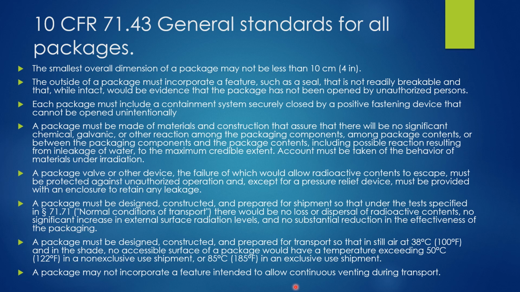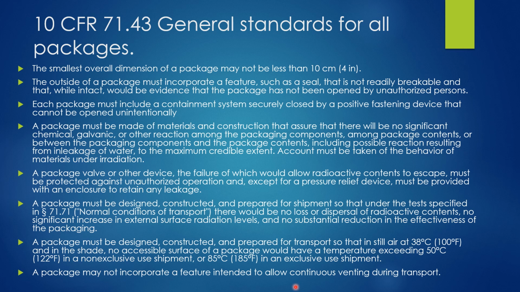The package must be made of materials and construction that assure that there will be no significant reaction among the packaging components. A package valve or device, the failure of which would allow radioactive contents to escape. So both of those bullet points are just saying that you have to make sure to protect it from getting spilled, but if there is a spill, it will be contained. And the package must be designed, constructed, and prepared for shipment so that under the tests specified for normal conditions of transport, there will be no loss or dispersal of radioactive contents. The last bullet point kind of goes in with that too.